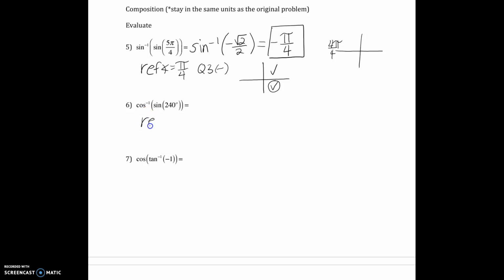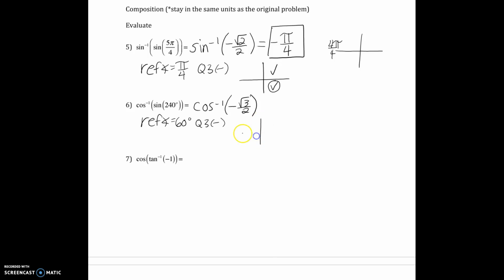Next example, we have different functions, which means the reference angles will change as we go through. So we're going to start out with a reference angle of 60 degrees. We are in quadrant 3 again, so we're going to be negative for sine. So it's cosine inverse of negative, and sine of 60 is root 3 over 2. So again, really going back and reviewing all that unit circle stuff.